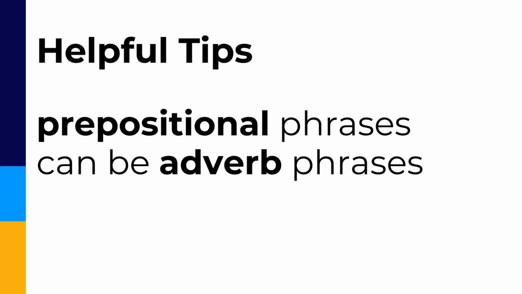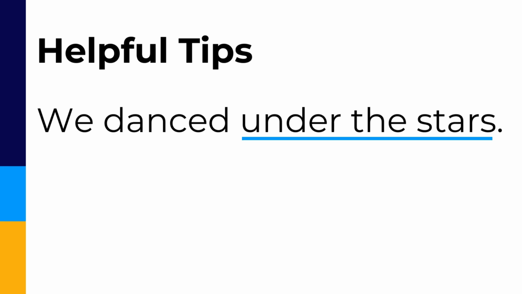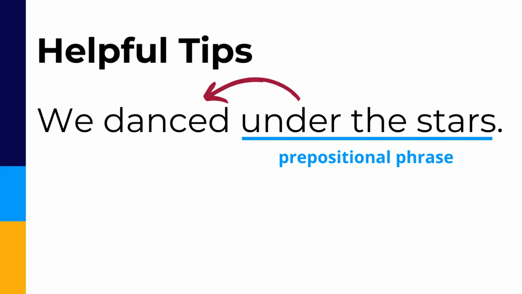So if we go back to the earlier example, we danced under the stars. In this sentence, under the stars is a prepositional phrase. You have the word under, which is a preposition, and then you have the group of words that functions together. This group of words, despite also being a prepositional phrase, describes danced or explains where we danced, and therefore it is considered an adverb phrase as well.